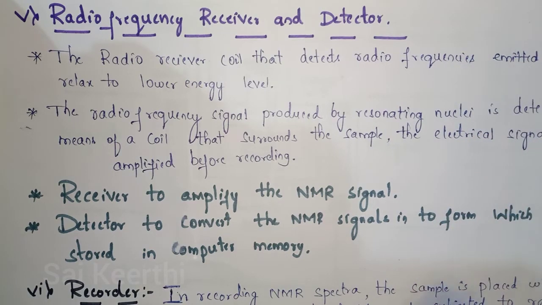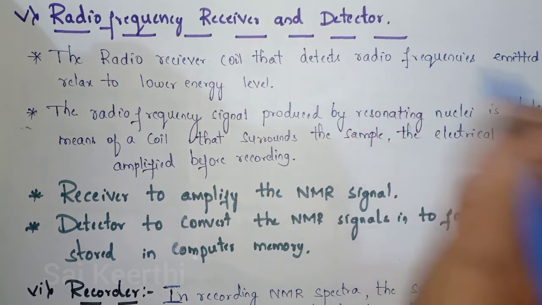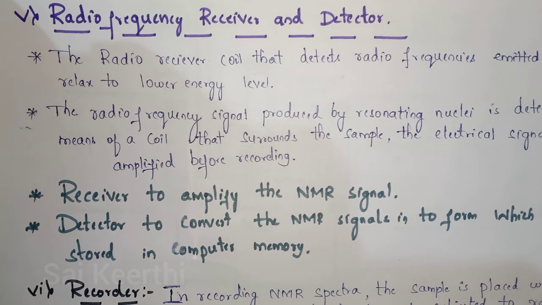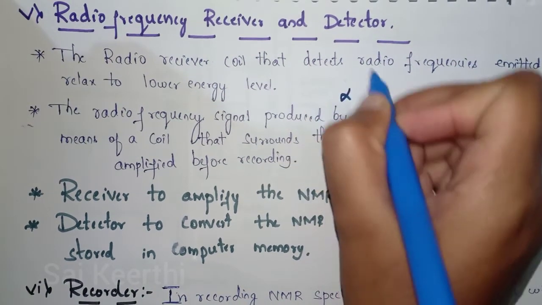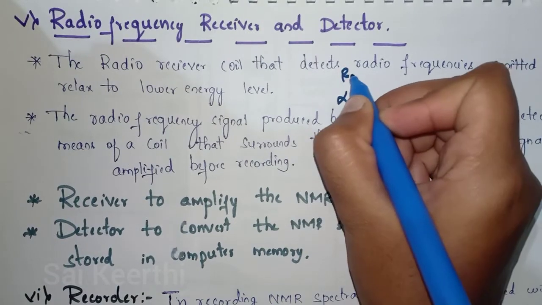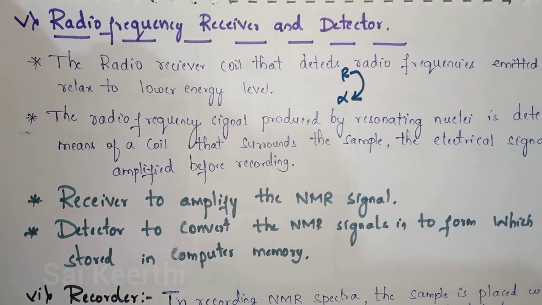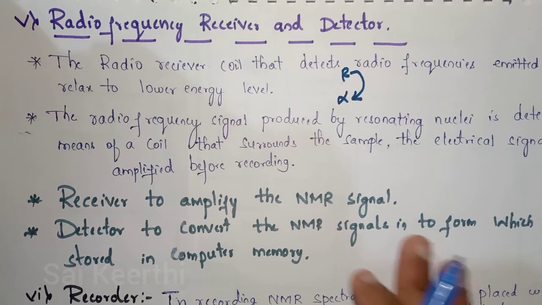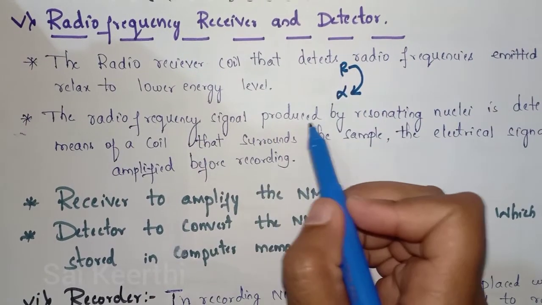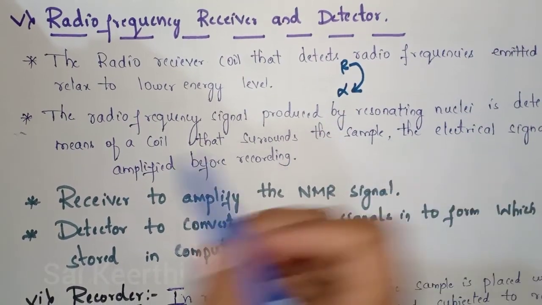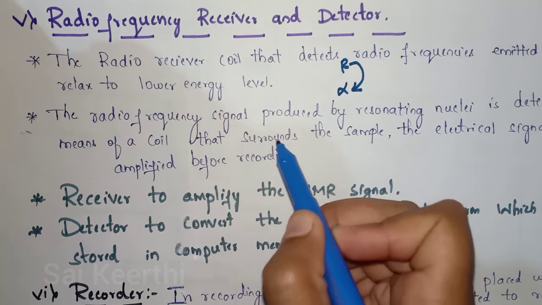When will it detect? When the nuclei relax to the lower energy level, the radio frequencies are detected by the receiver. Here is the alpha spin state and here is the beta spin state. While returning from the beta spin state to the alpha spin state, the receiver coil will detect the radio frequencies. The radio frequency signal produced by resonating nuclei is detected by means of a coil that surrounds the sample.